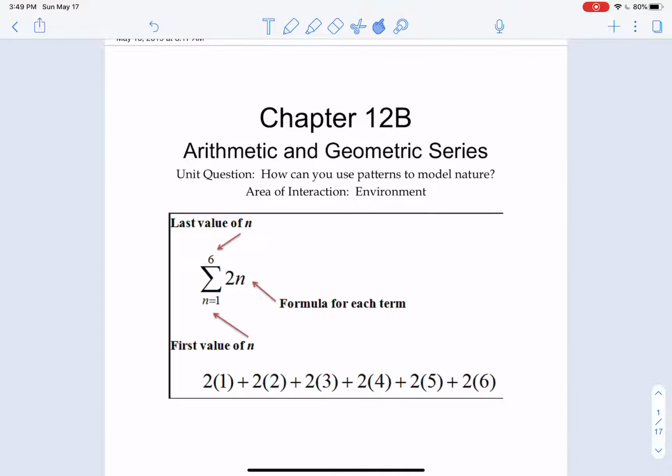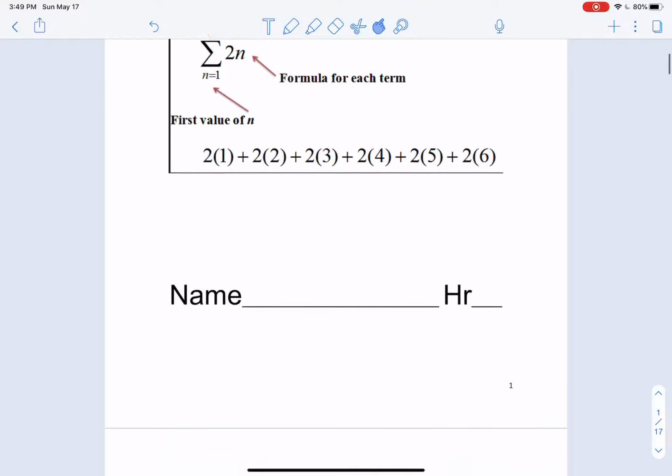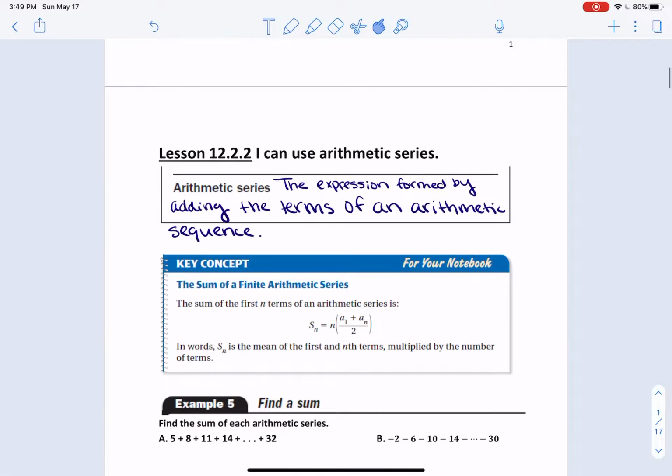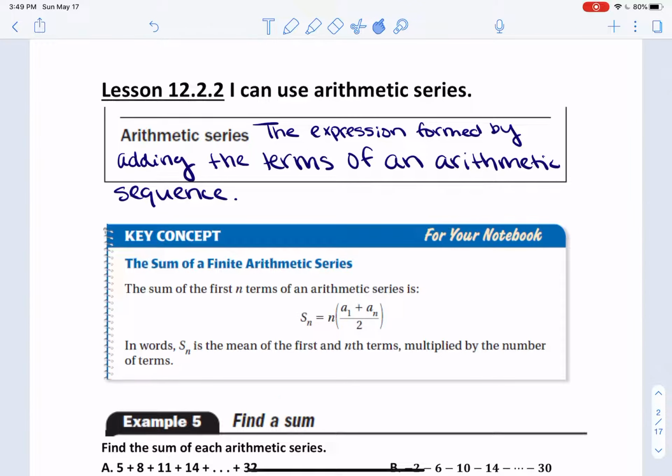Hi everyone, this section is about arithmetic and geometric series. In the previous section we learned about arithmetic and geometric sequences, so we're just continuing our knowledge here. In this video specifically I'm going to be talking about arithmetic series, and an arithmetic series is the expression formed by adding the terms of an arithmetic sequence.